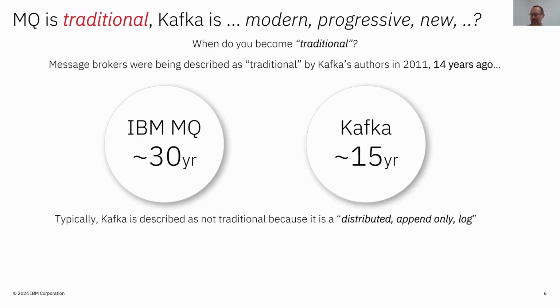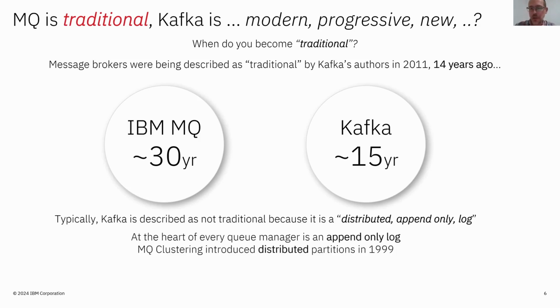The other reason you typically see for Kafka being described as not traditional and new is because it's based on a distributed append-only log, and that's the functionality that underpins how Kafka works. But those of you who've been using MQ will understand that underpinning any queue manager, whether that's on z/OS, on the appliance or in distributed, we actually have an append-only log, which is how we provide message persistence and the ability to recover from failure. So MQ is underpinned by an append-only log. We use it differently, but still under the covers we make use of that.